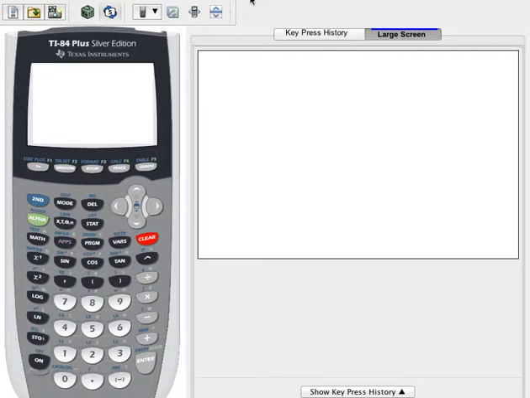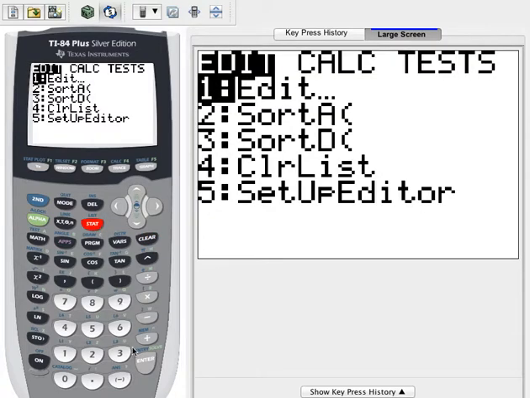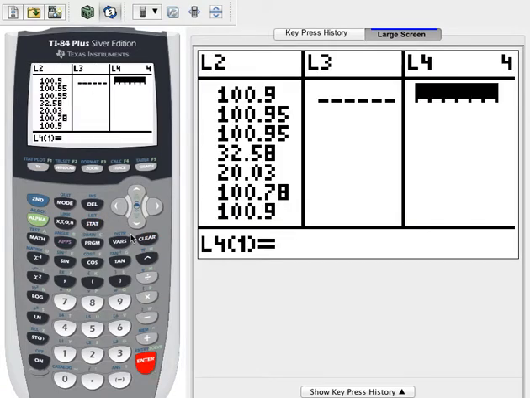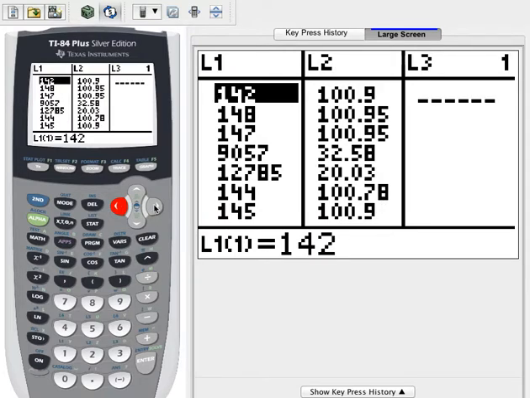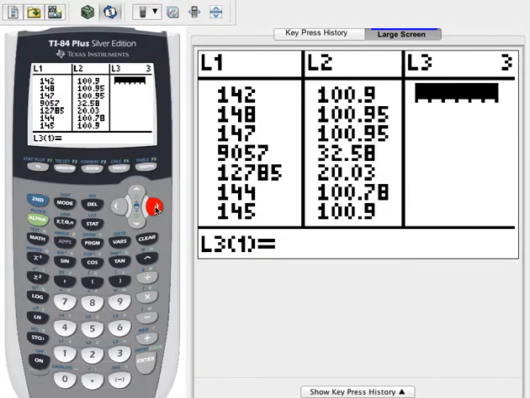Here we're going to find out how to use the graphing calculator to find the linearized power regression model. I've got my data in my list, L1 and L2. I have my x values in L1 and my y values in L2. The x values are the elevation, the y values are the pressure.